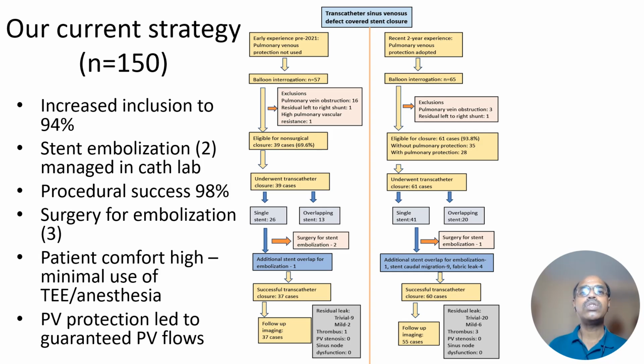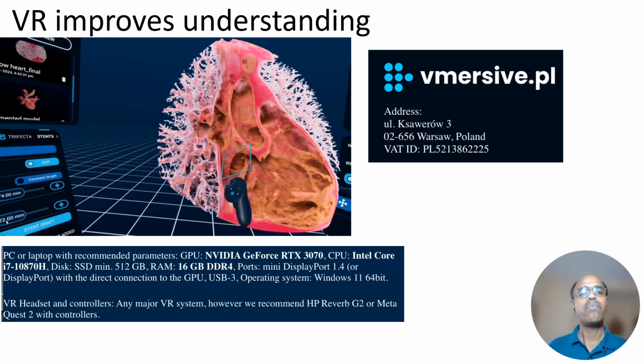In recent times, we use a lot of virtual reality software. If you look at this CT scan, we are rendering the heart. This is the superior vena cava. This is the left innominate, right innominate vein. This is the right upper pulmonary vein draining into the SVC-RA junction, and this is the sinus venosus defect. Here we crop the heart and we virtually implant a stent.